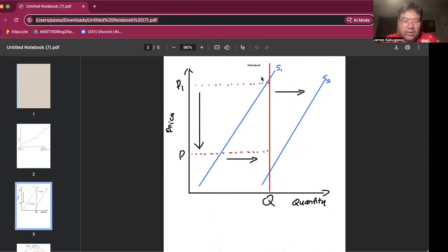So here I have a graph to show you standard supply and demand. The demand curve is inelastic, and the supply curve shifts significantly to the right. We label this shift as technological innovation, right?